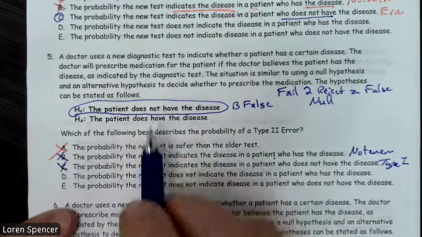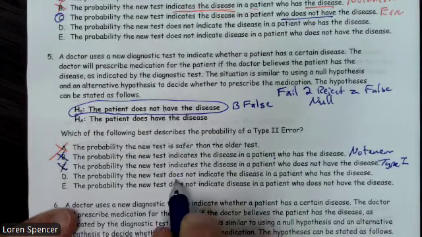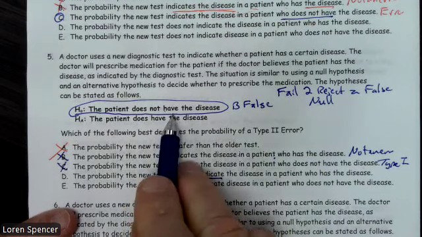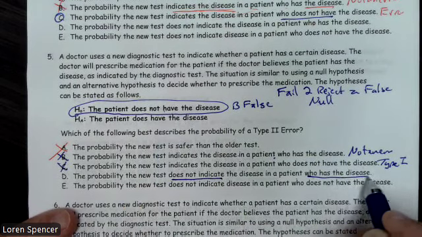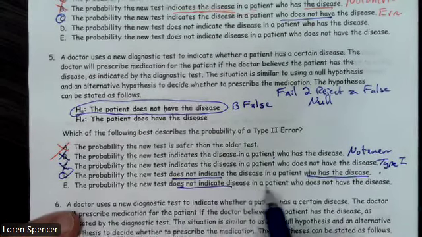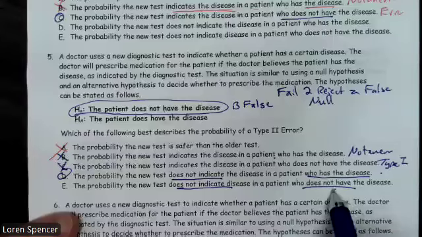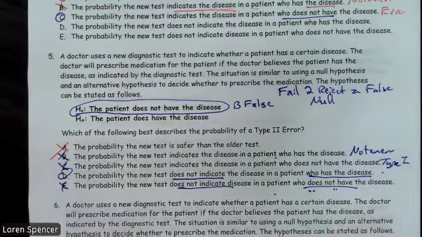We have to believe that they don't have the disease. The new test indicates they do not have the disease. We're looking for does not have the disease in a patient who has the disease. That's our type 2. This also says does not have the disease in a patient who does not have the disease. This is not an error. So there's nothing wrong with that. This one's not an error.